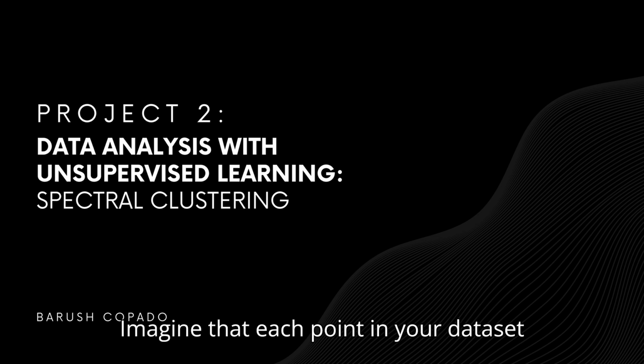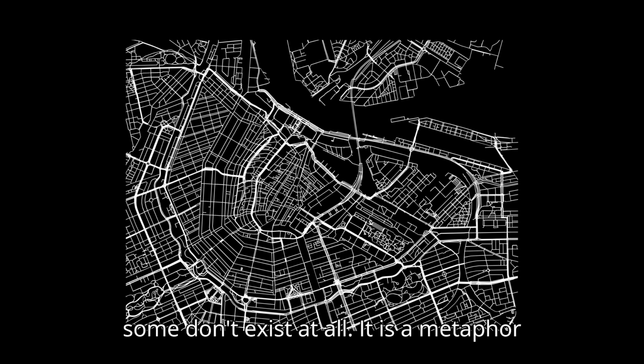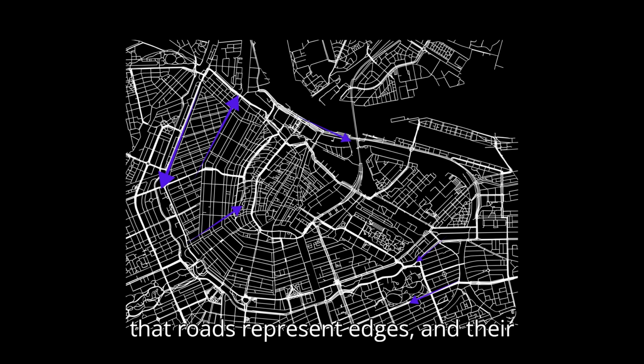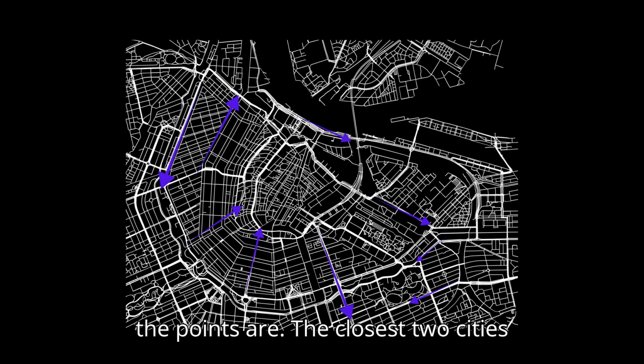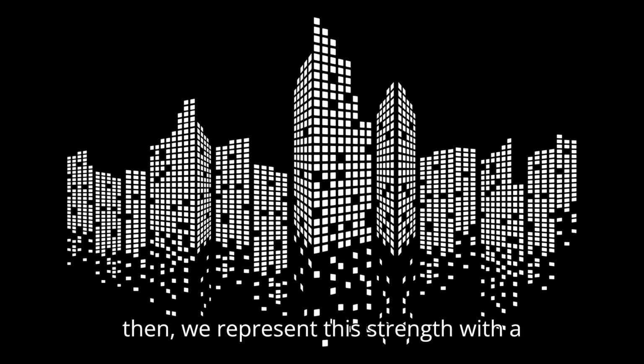Imagine that each point in your dataset is like a city. Between some cities are roads: some are short, some are longer, and some don't exist at all. In this metaphor, the roads represent edges, and their length reflects how similar or close the points are. The closer two cities are, the stronger their connection. And then we represent this strength with a weight.